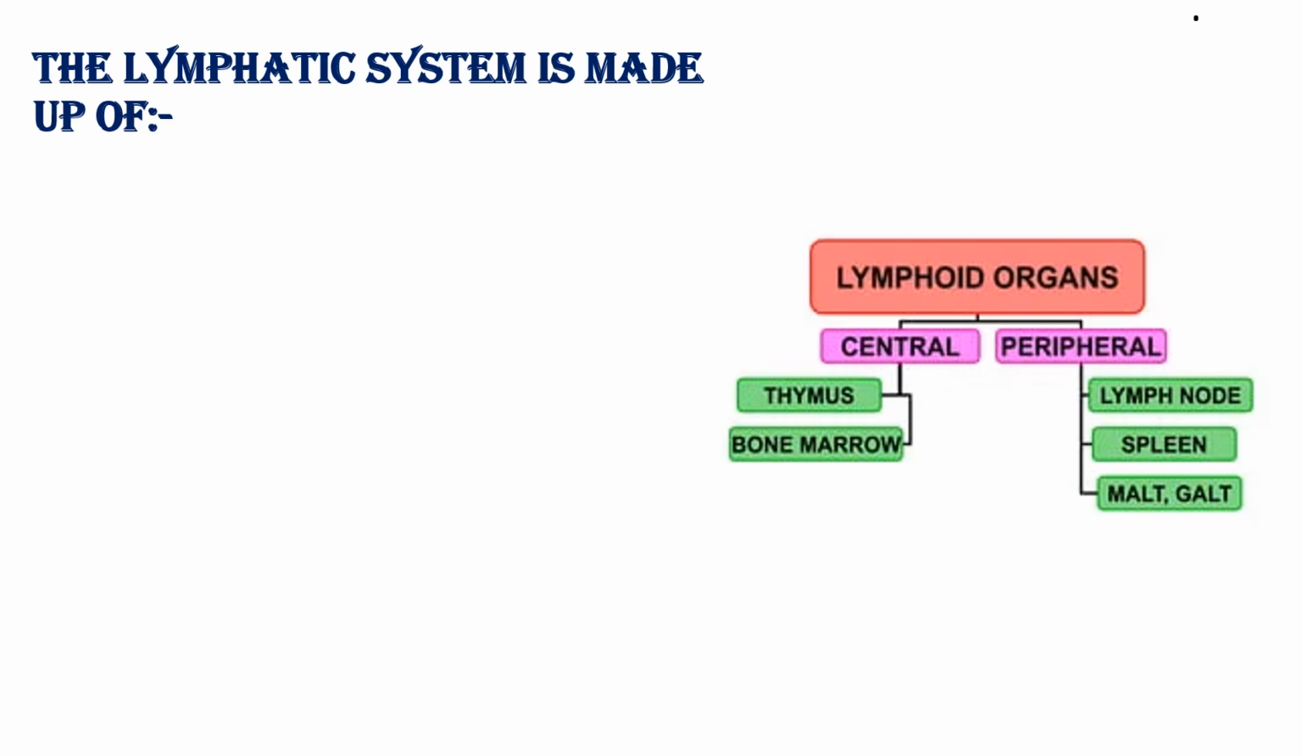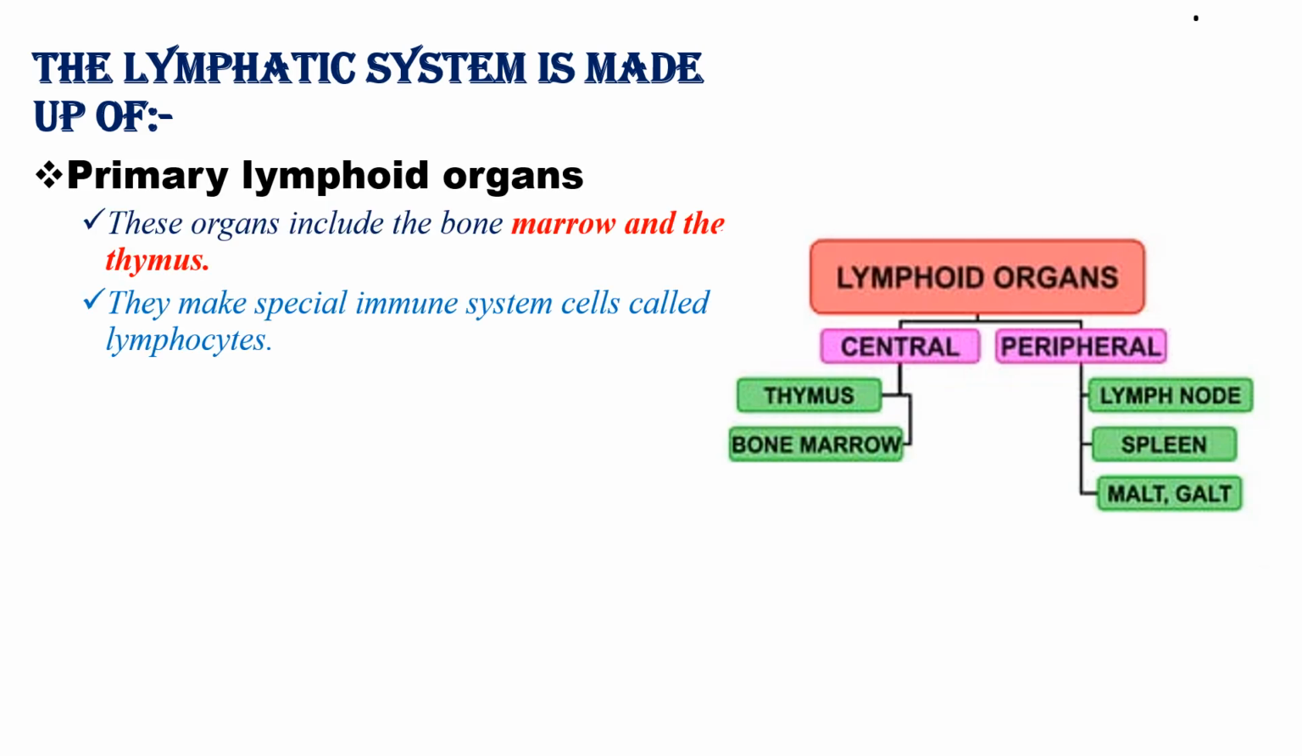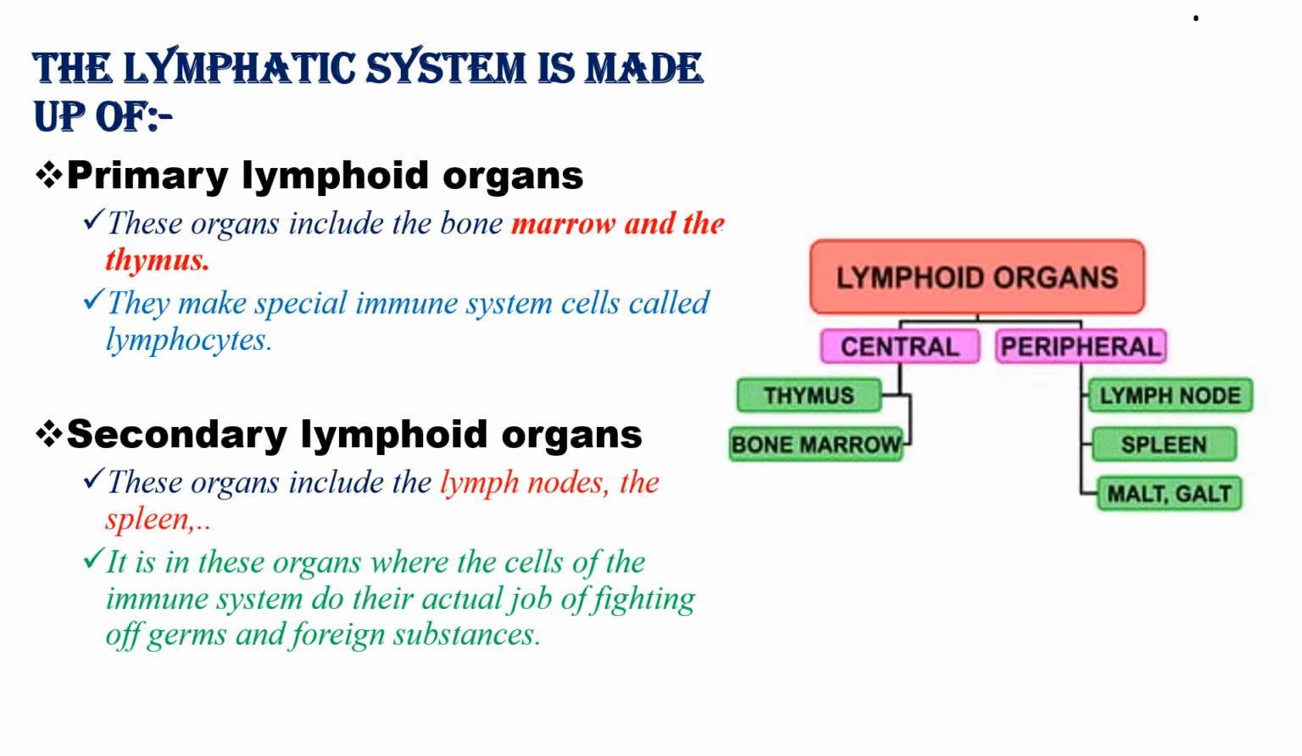The lymphatic system is classified into two: primary and secondary. Primary lymphoid organs are those organs, such as bone marrow and the thymus. They make special immune system cells called lymphocytes. Whereas the secondary lymphoid organs are lymph nodes and the spleen. The secondary lymphoid organs are organs where the cells of the immune system do their actual job of fighting germs and foreign bodies.